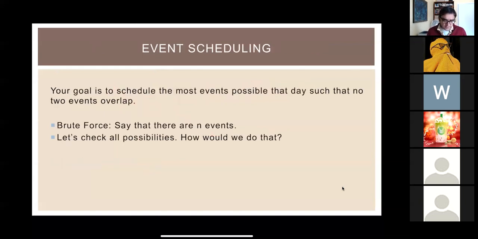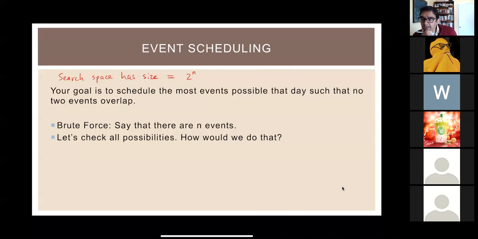So we have these n events, and we want to find a subset of events that don't overlap, and we want this subset to be as large as possible. So the search space consists of all possible subsets. How large is that? The search space has size what? Two to the n.